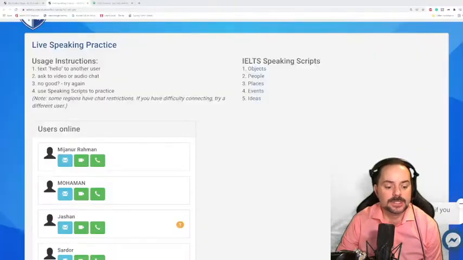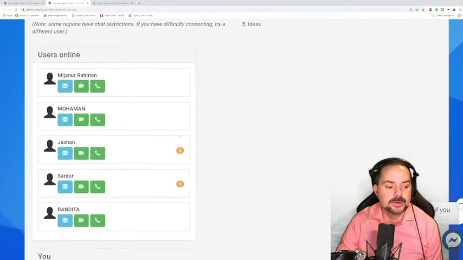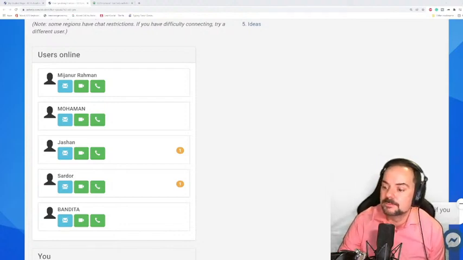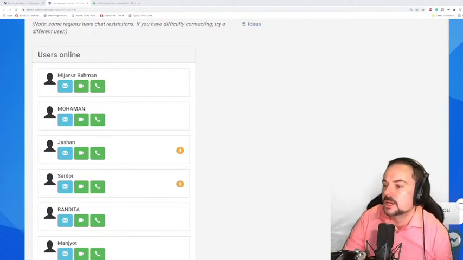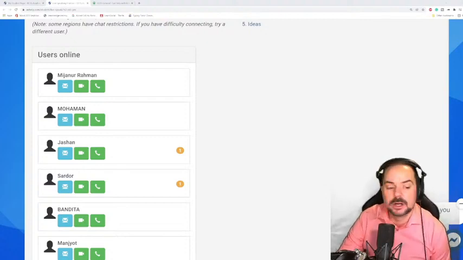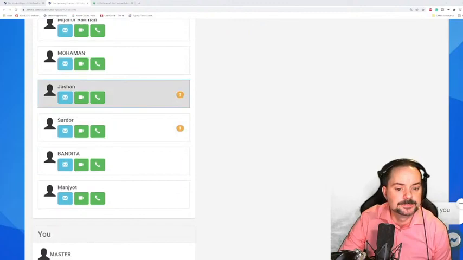All right, let's see who is in here. All right, we've got Jashan and Shardor in here already. Still no members though. Bandita is in here as well, so we've got some regular students. Jyoti, Carolina, Nufal, Rashika, get in there, right?